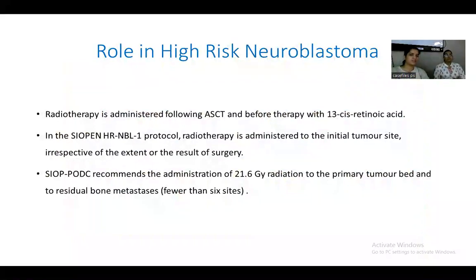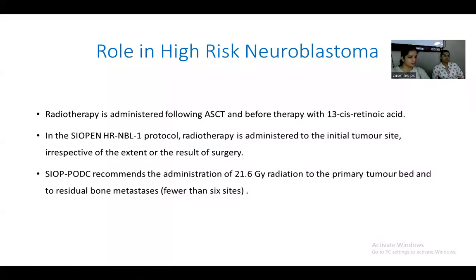Now coming to the role of radiotherapy in neuroblastoma. In low risk and intermediate risk neuroblastoma, there is a minimal role of radiotherapy, usually not used, but used in palliative care later on. In high risk neuroblastoma, radiotherapy is administered during the consolidation phase after the allogeneic stem cell transplantation, but it should be given before therapy with 13-cis retinoic acid.